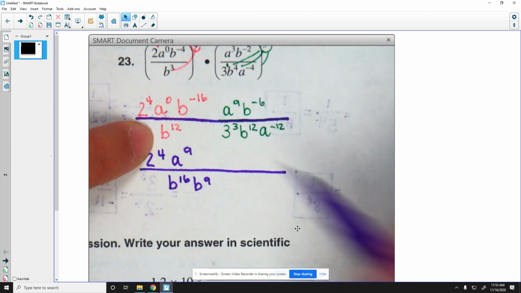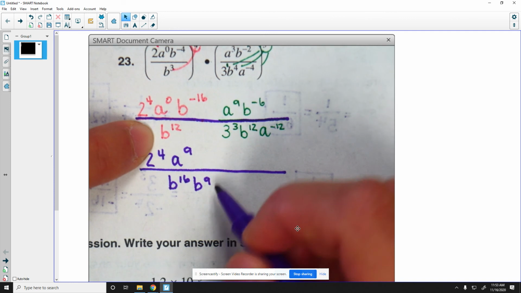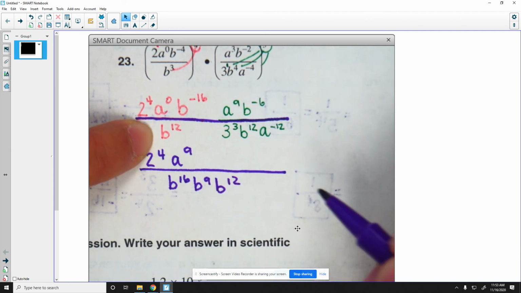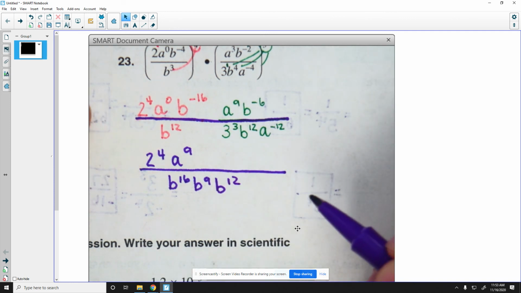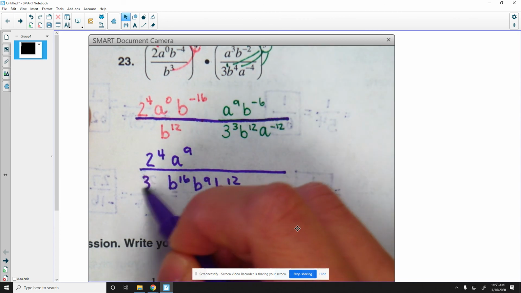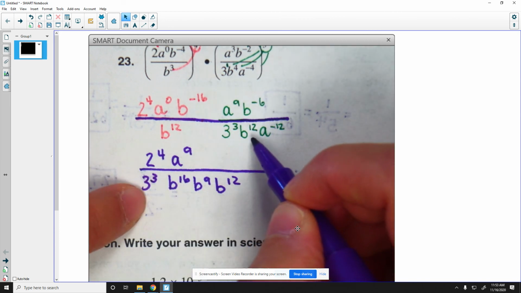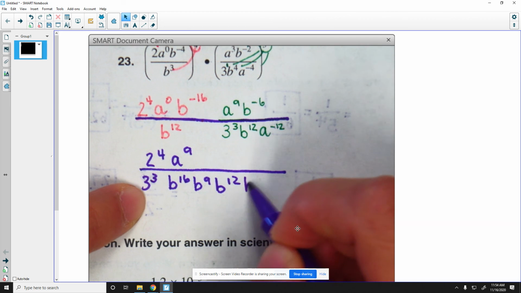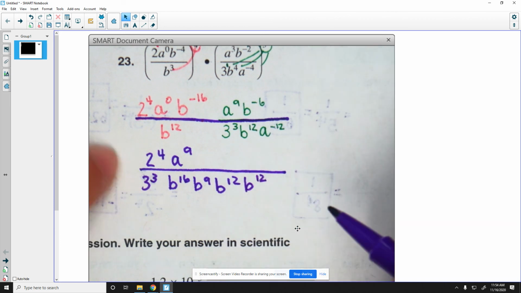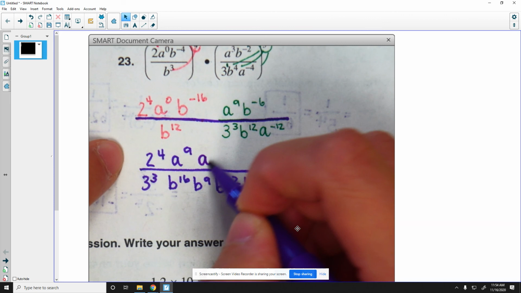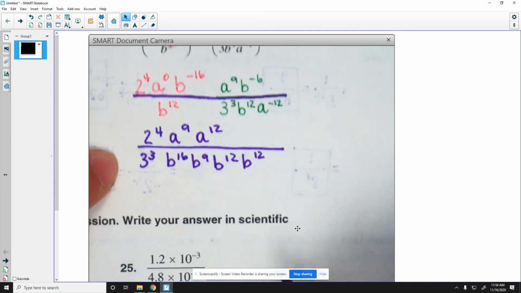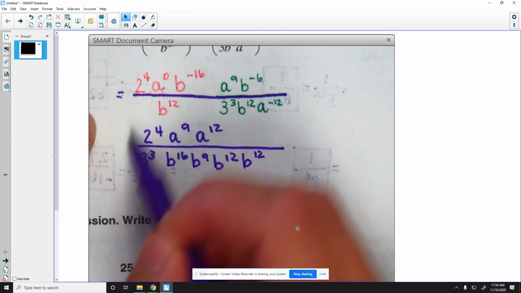Okay, now let's do the bottoms because we just did all the tops. B to the 12th, stay or flip? Stay. 3 to the 3rd, stay or flip? Stay. So 3 to the 3rd is on the bottom still. B to the 12th, stay or flip? Stay. A to the negative 12, stay or flip? Flip.